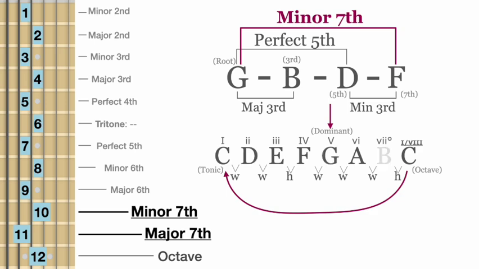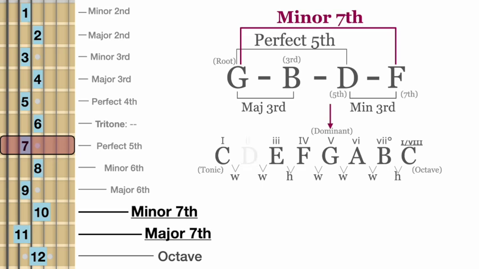Let's verify everything. So G to B, we've got 2 whole steps or 4 frets, which we know is a major third, so we're good there. And if we talk about B to D, we've got a half step and a whole step, 3 more frets. So perfect fifth, good to go. We have a major third, or a major triad, no problem.